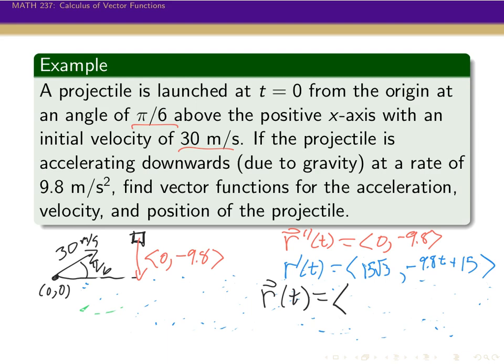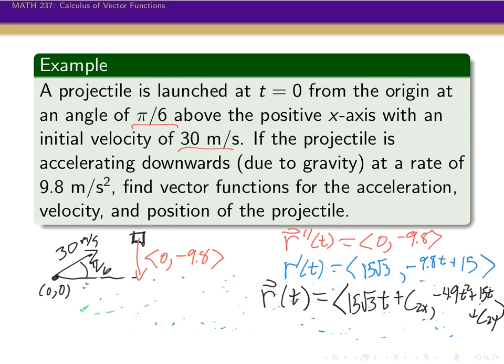And so integrating 15 square root of 3, it's going to give me 15 times square root of 3 times t plus some other constant, so we'll call it c2x. And then integrating minus 9.8t, I'm going to get minus 4.9t squared plus 15t plus some other y constant.